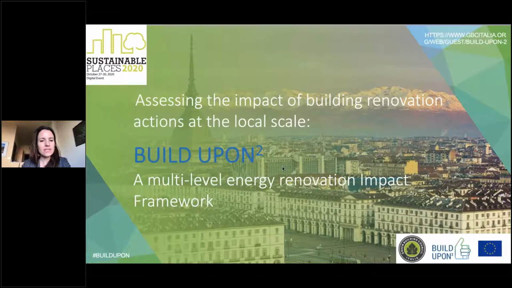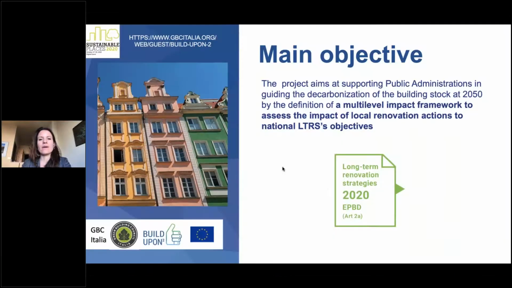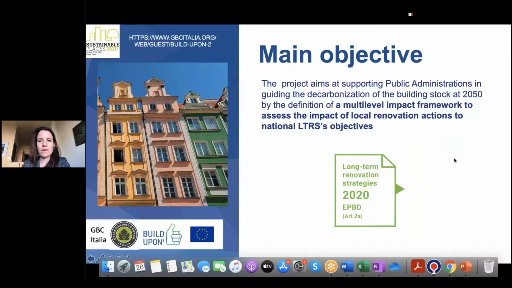The project aims at supporting public authorities in the assessment of the impact of building renovation at the local scale. And how does it do it? By the definition of a multi-level impact framework that assesses the impact of renovation actions held at the local scale in the framework of the national objectives of the long-term renovation strategies.